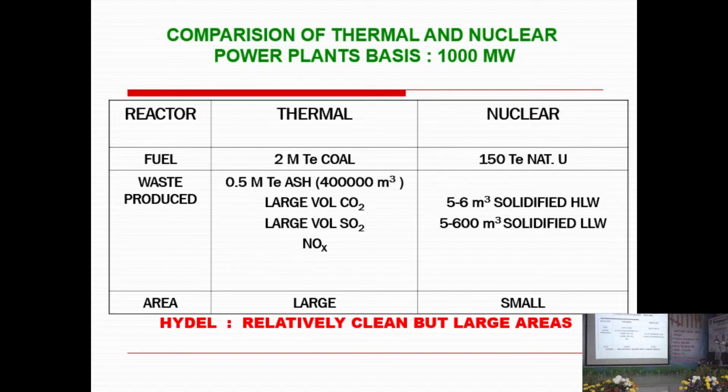Area-wise, we have to keep this much ash somewhere, and the 2 million tons of coal has to be taken from the earth. Thermal plants require a very large area, whereas for nuclear the volumes of fuel used and waste generated are very low, so a small area is sufficient. Especially given India's high population density, we have to consider the area required to generate this power.